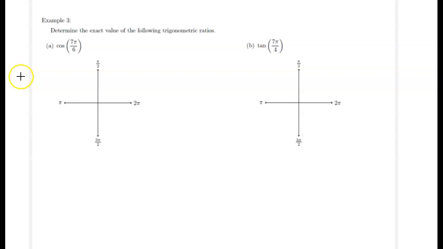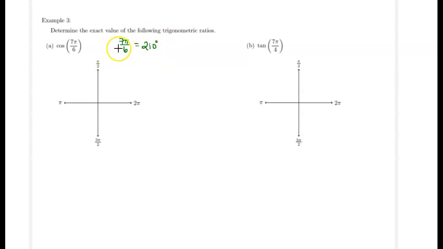In this example, we are going to determine the exact value of the following trigonometric ratios. So first, we are going to find the cosine of 7 pi over 6. Maybe you remember from your unit circle that 7 pi over 6 is equal to 210 degrees. Okay, so maybe you'll remember that. You can refer back to your unit circle.